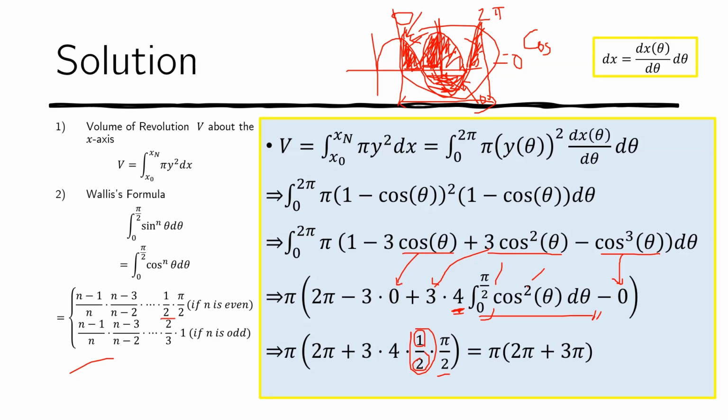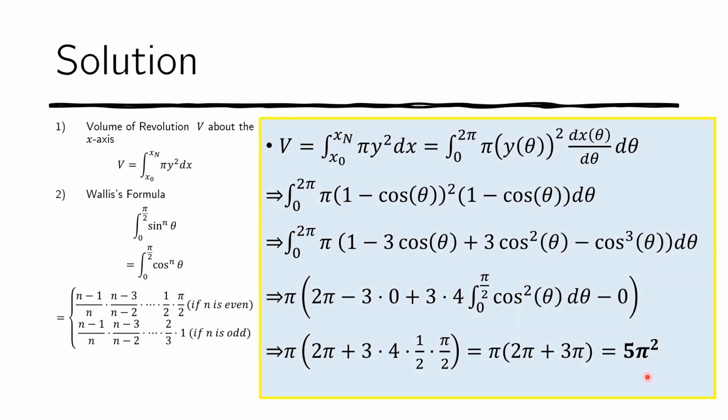that ends our process, and then we just simplify the whole thing. So we have pi, we have 2 pi, and this is 4 here, cancel. So 2 pi plus 3 pi, and we just again simplify that. And that gives us 5 pi squared.